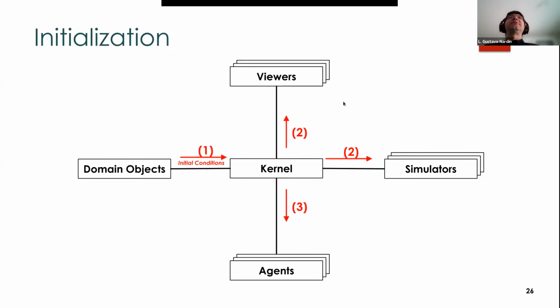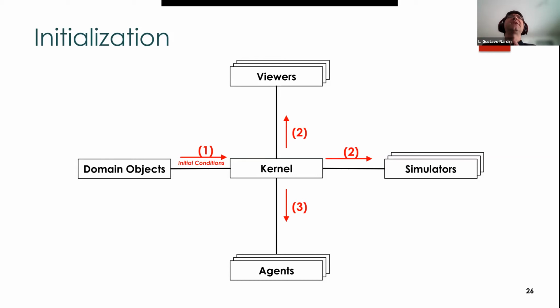Let's go. So when we have the initialization of the simulation, the kernel gets all the information from the environment and sends it to the viewer, so they see the show. It sends it to the agents, so they know the map where they are in, and sends also the information to the simulator, so they get initialized and set up for the next steps of the simulation.